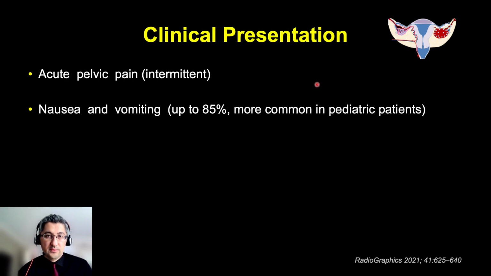Clinical presentation of ovarian torsion is typical. Acute pelvic pain, which is intermittent, is typical. Nausea and vomiting, up to 85%, is seen in most patients, and this is a more common finding in pediatric patients.